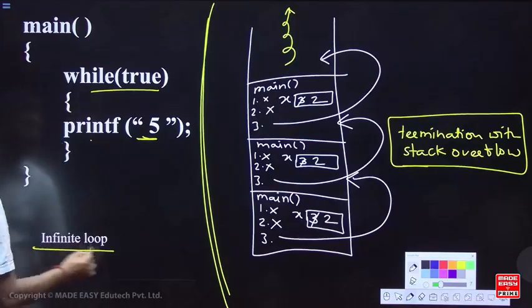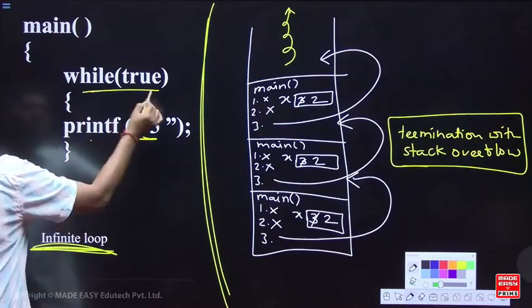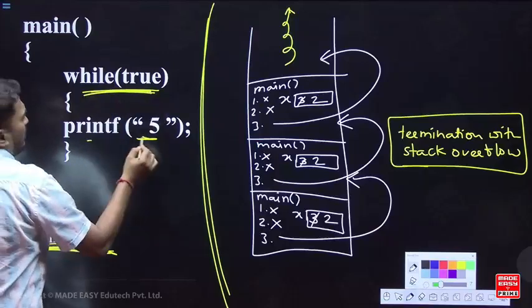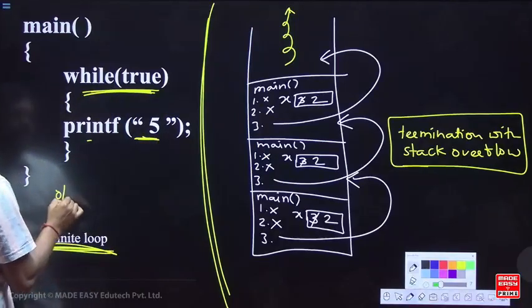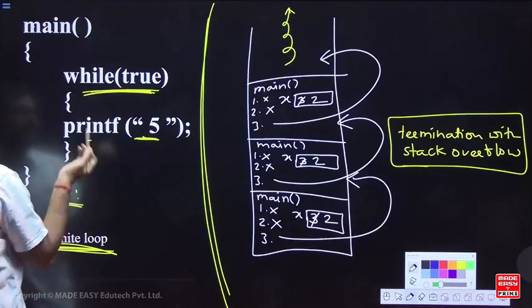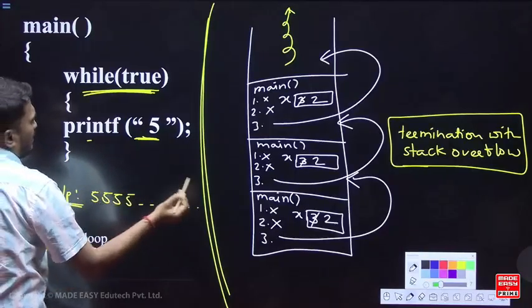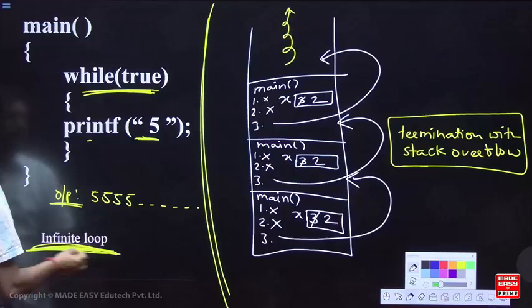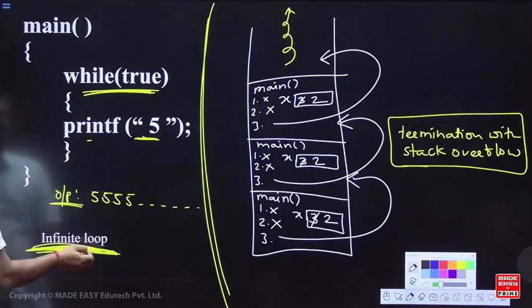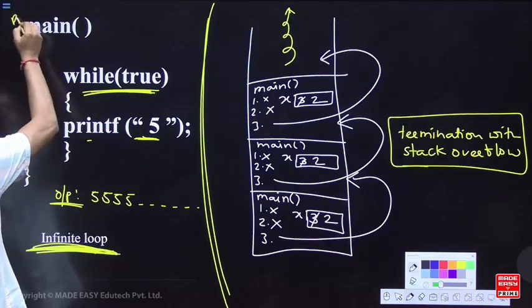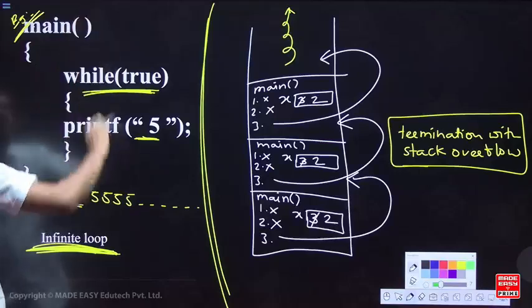So this is called an infinite loop. What is happening here? While true, you are saying what? Print 5. So what output do you get here? There is no stack, there is no recursion. So it keeps on printing 5 like this. So this is called an infinite loop. You can take this example also if you want.